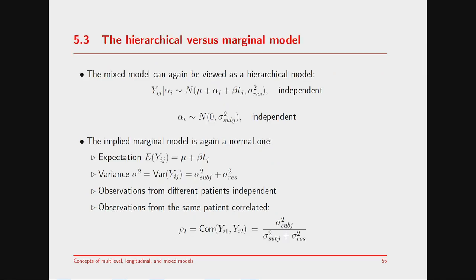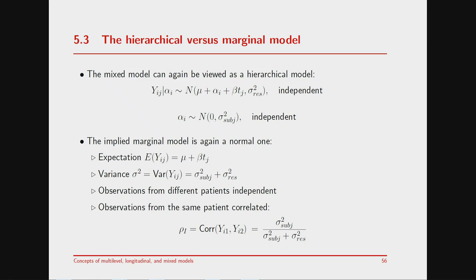Let's also take a look at the hierarchical versus the marginal model, and you will see that kind of calculation several times in the future, but it's always the same kind of calculation that you need to repeat as what we did a few slides ago. So this is the hierarchical model. What is the implied marginal model? It's always a normal one, because everything is normally distributed in these models. What is the mean? Only look at the fixed effects: mu plus beta times time, t.